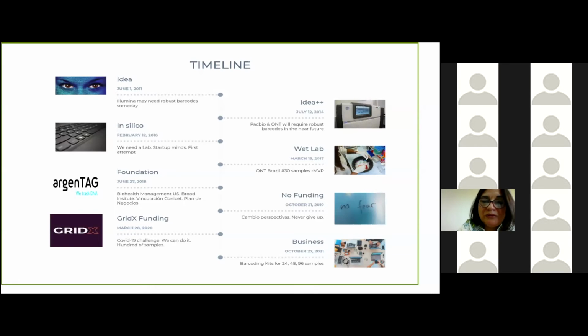And so when we returned, it took us around a year to finish this work with all the bioinformatics we needed to analyze this data with these novel barcodes. And around 2018, we built up a startup with the help of CONICET Institute. So it took us 1 year to find the necessary funding. And when we found it, we believed that all was done.